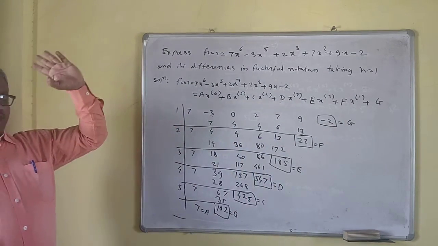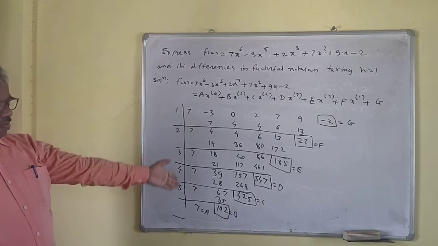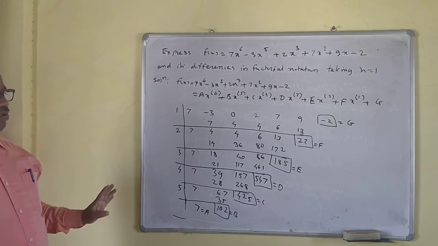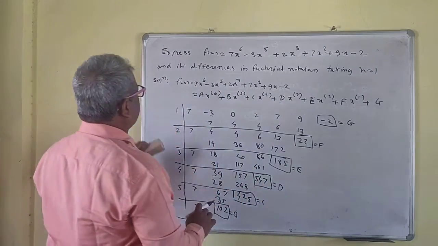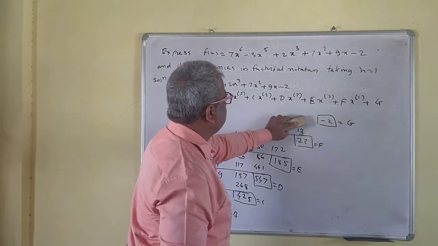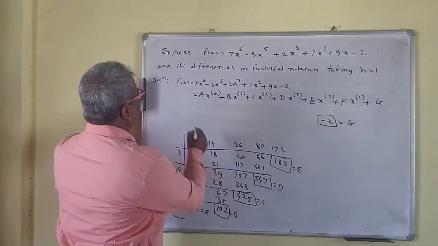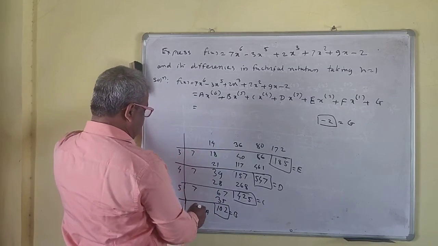Easily you get the values of this one just by doing these calculations. Okay, easily you can do this calculation. Now we'll write the values of A, B, C, D here. And so this is what A. What is A? A is 7.